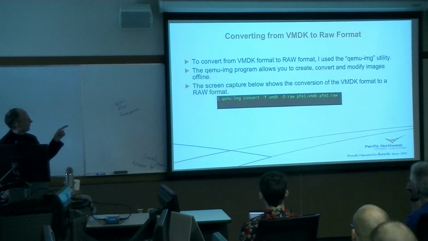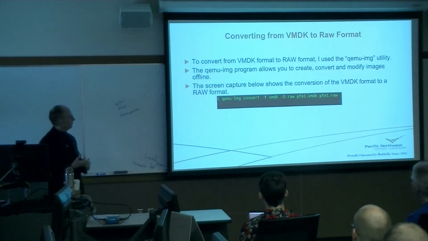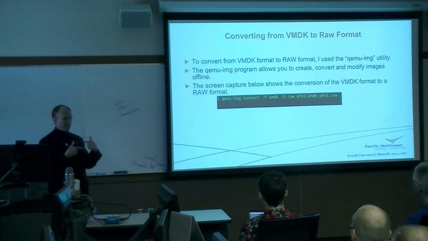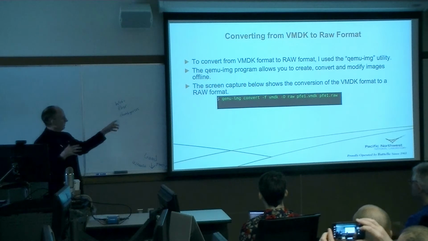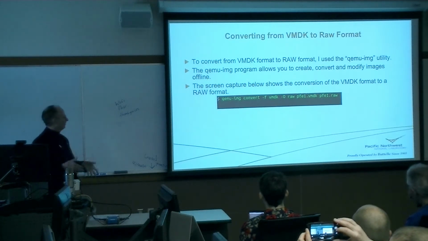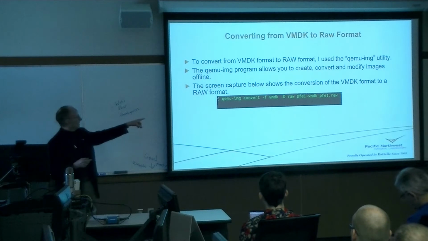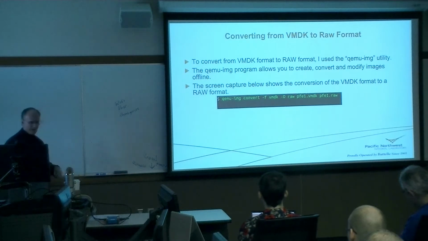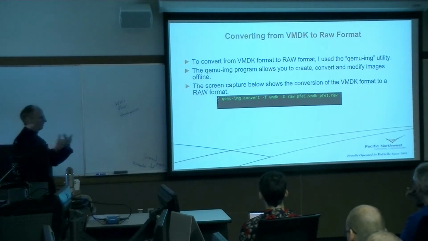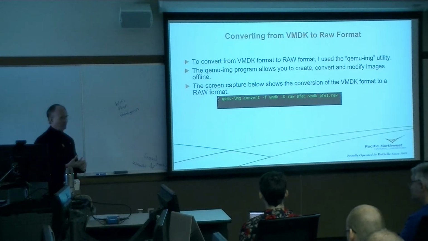Reasonably easy to do. There's a program called QEMU, which is part of the distribution, that will allow you to manipulate images offline. So what I do is I convert it from a VMDK to raw format. That's what that does. QEMU, the operation is convert from VMDK to raw, the image that they sent me, where I want it to go. And that goes on and on and on. And that actually takes a fair amount of time.